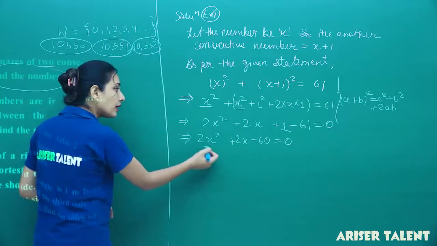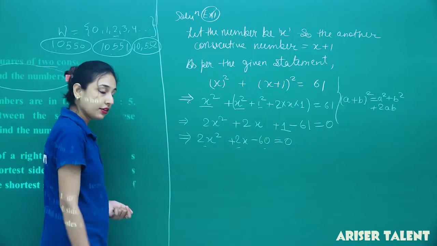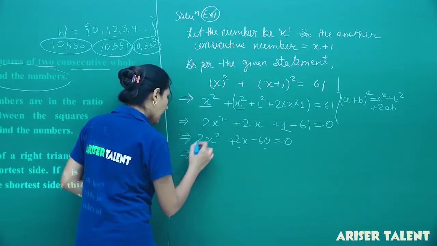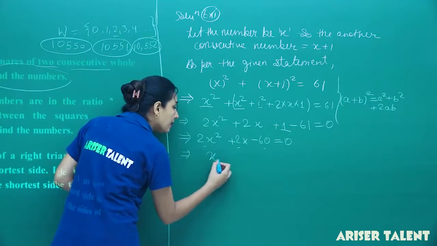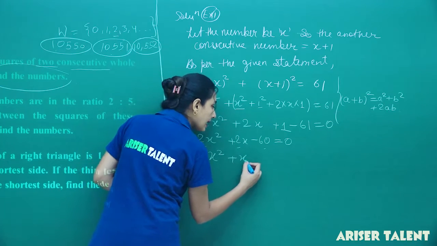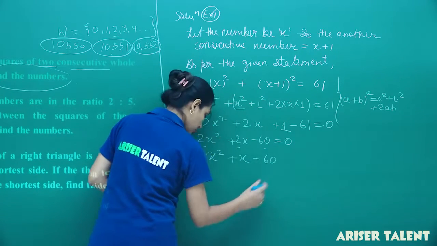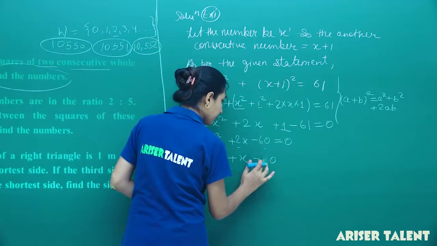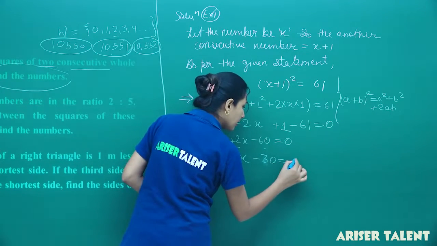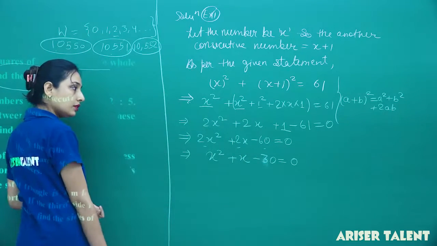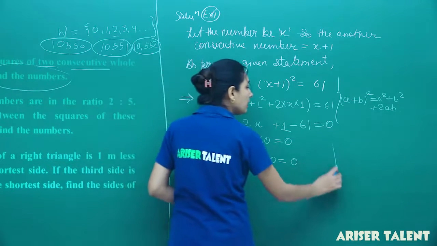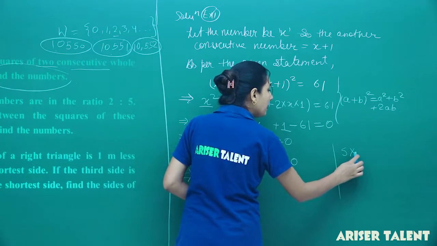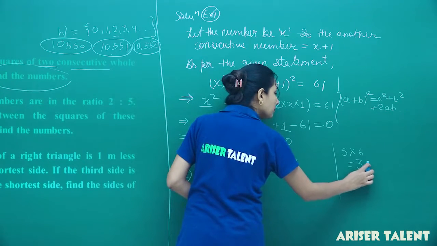Now students, you can take this 2 common in this equation. So I will transpose this to here, and it will become 0 here. That will become x square plus x minus, sorry, it's not 60 but 30, equals to 0. Okay. Now what are the factors of 30? 5 multiplied by 6 equals to 30.